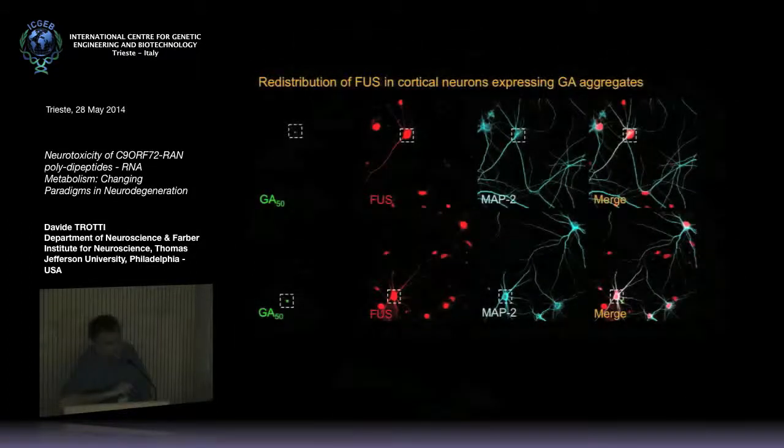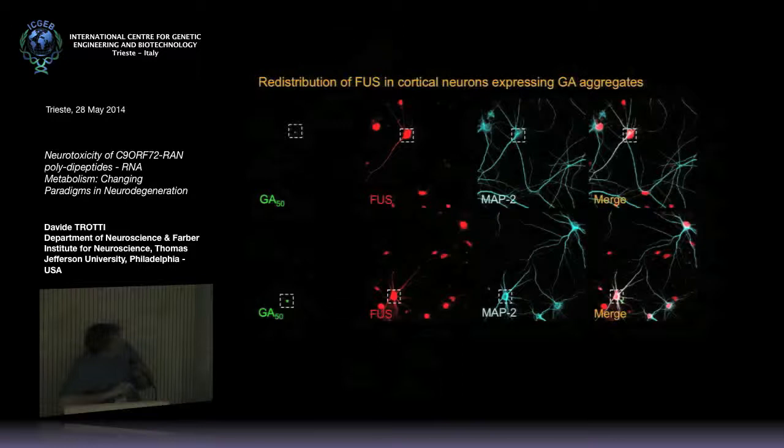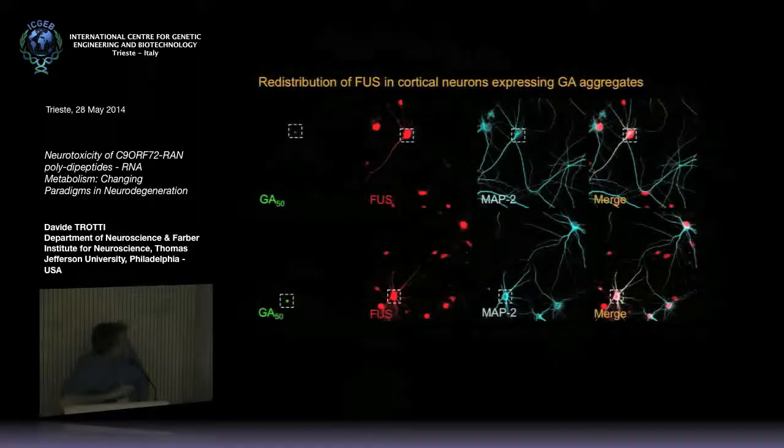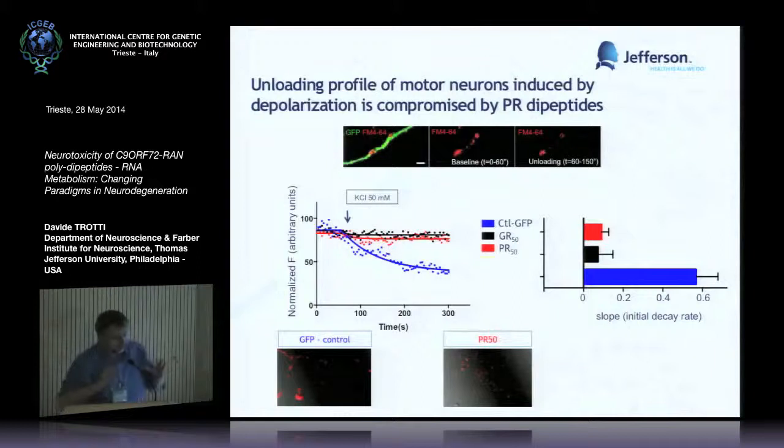These are the GA data. The GA aggregates don't do the same thing, although there's some mislocalization of the endogenous FUS that migrates along the neurites, but the majority of FUS remains in the nucleus. So this is an extreme situation.